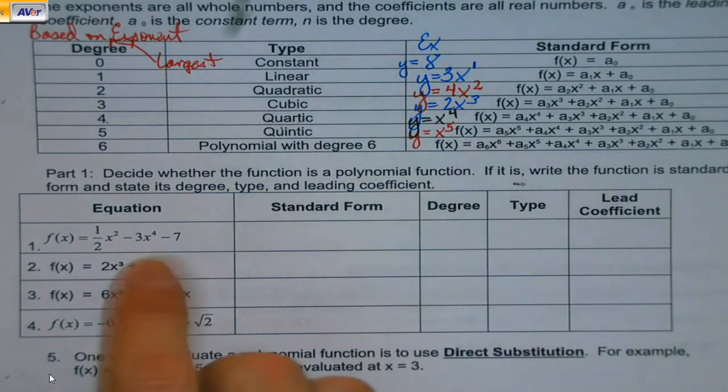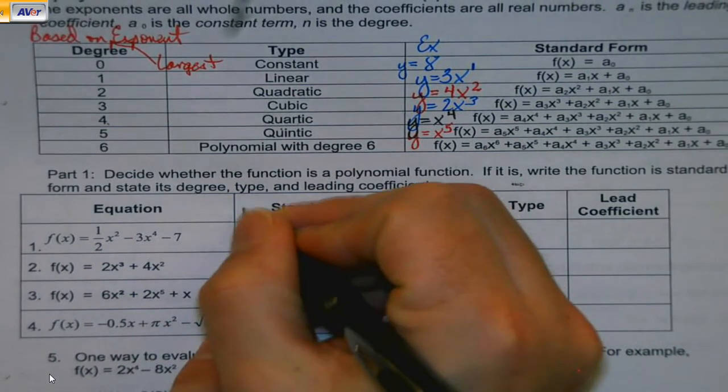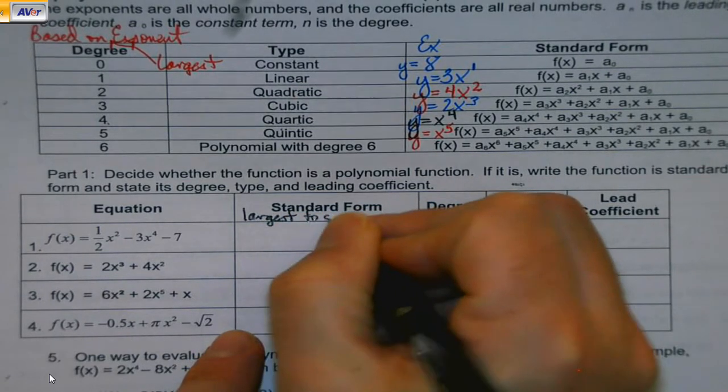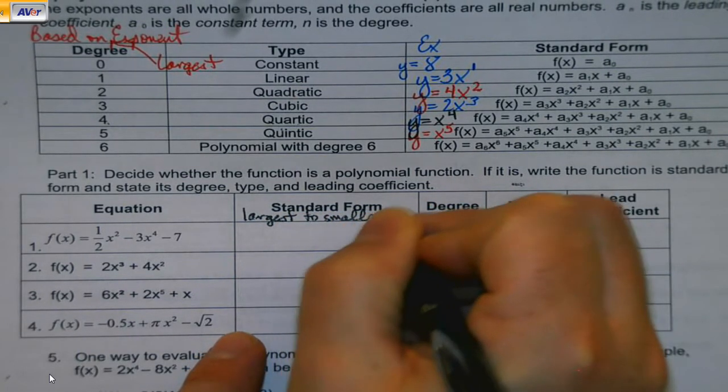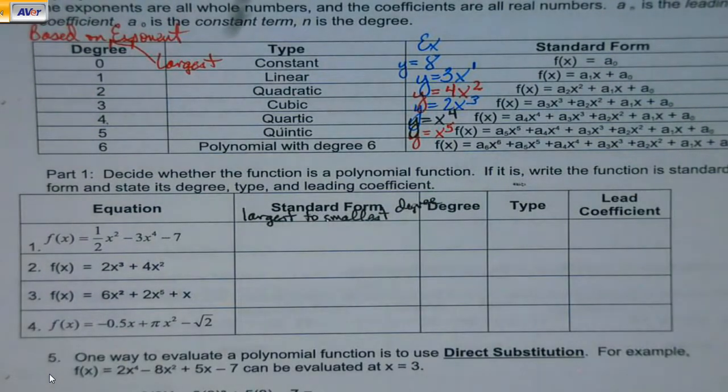And then we're going to write it in standard form. Standard form: largest to smallest degree. In other words, it may not be in the correct order. It may not be in order from largest to smallest, and we may have to do that at first. But sometimes it may be, but that's going to determine some other things for us. We got to make sure they're in order, even if we're not necessarily asked to do that.